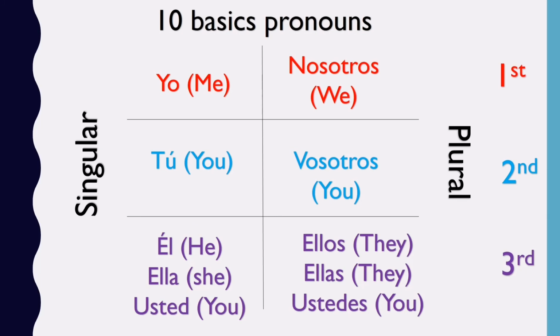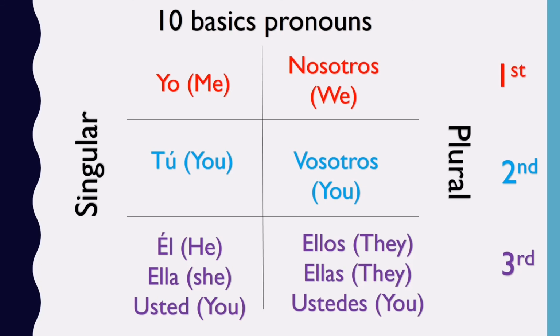So when you want to say I, you say yo. When you want to say you, you say tú. When you're going to say he, you say él. When you want to say she, you say ella.